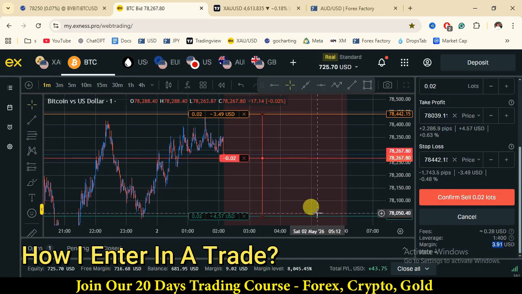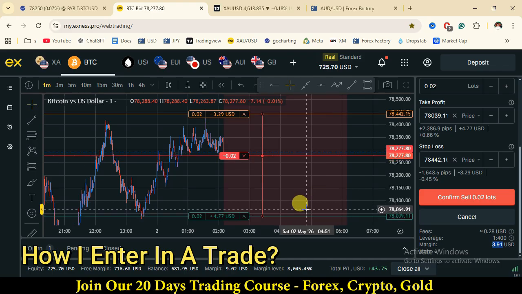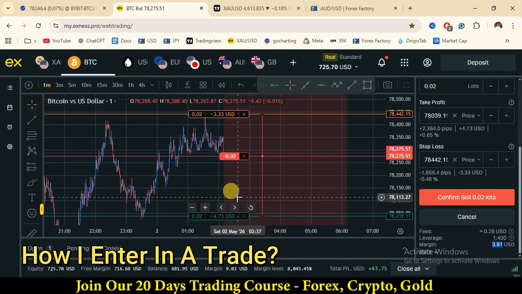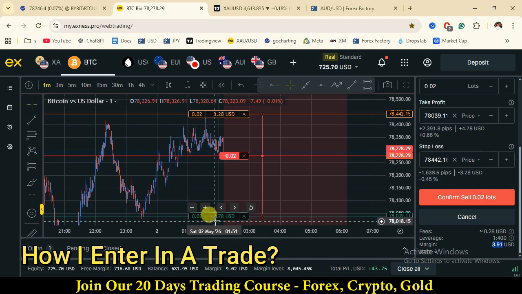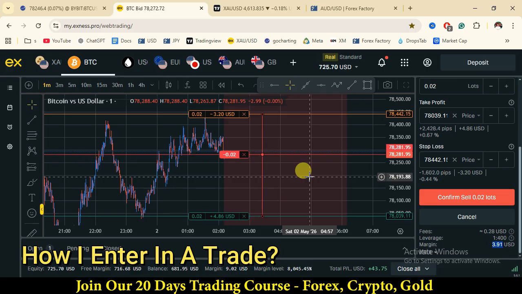So if you have knowledge about where the market is going, if you have analysis power, any fundamental knowledge, you need only $4 to earn $5. So this is how it works.